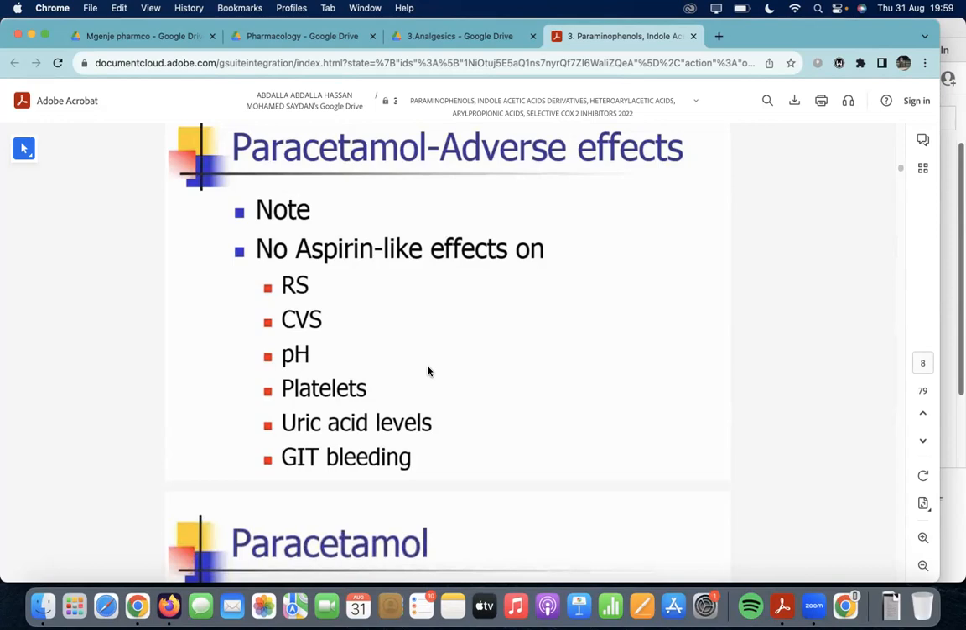I think some do. Oh, so I just checked. NSAIDs usually inhibit platelet aggregation.